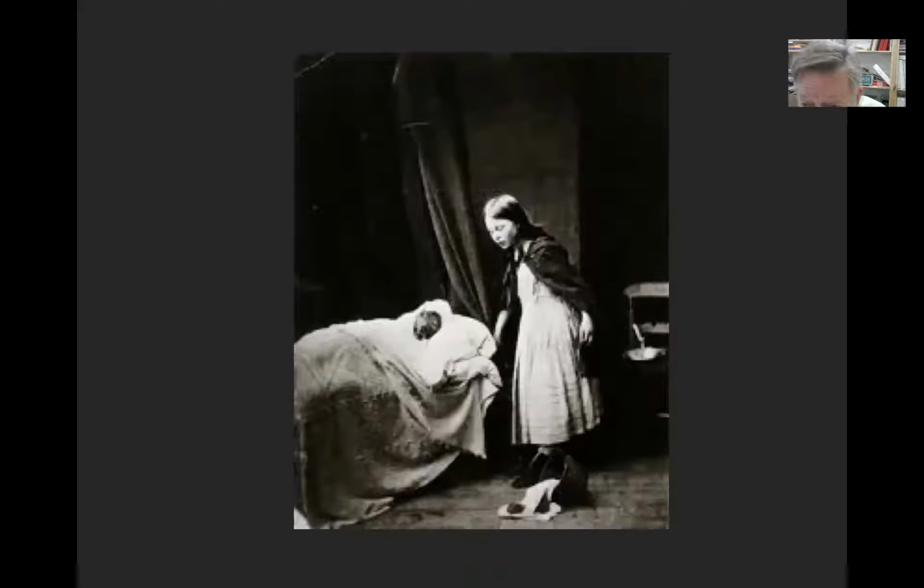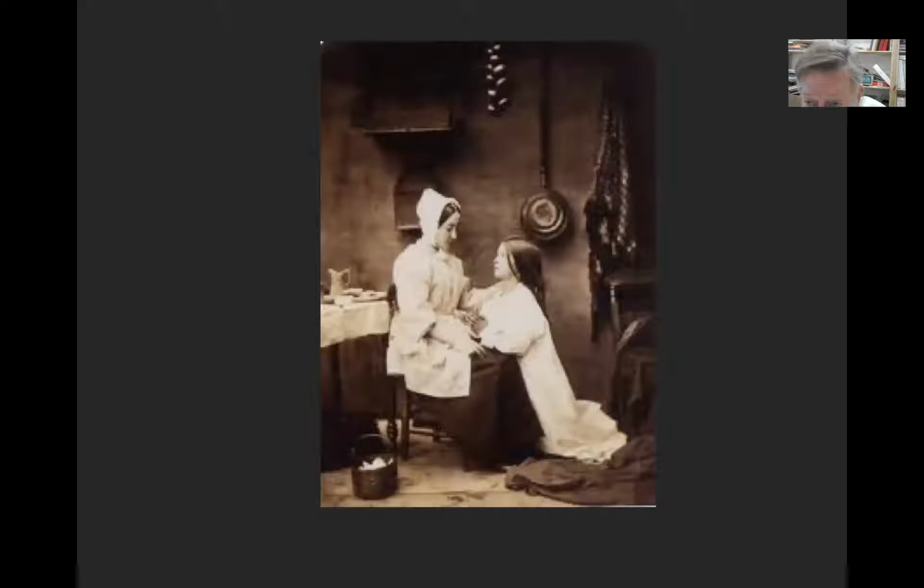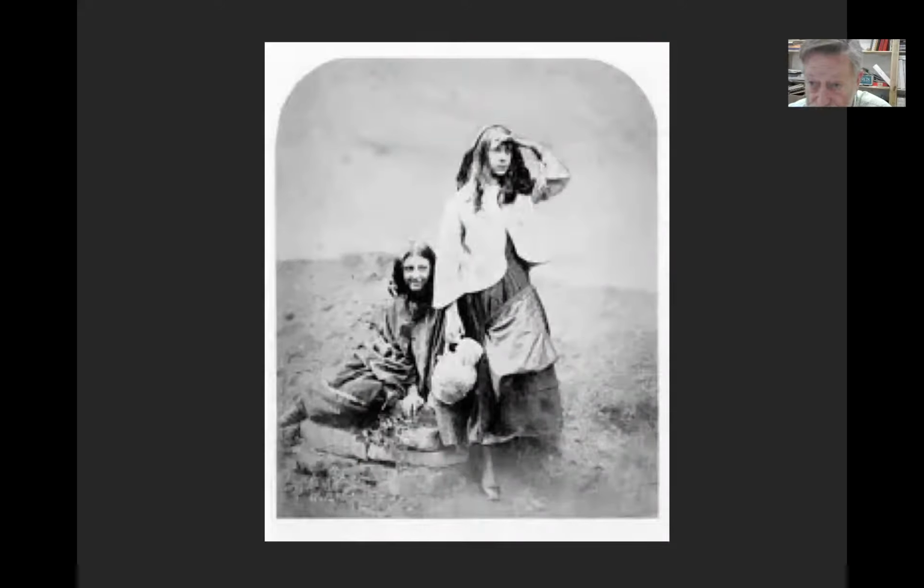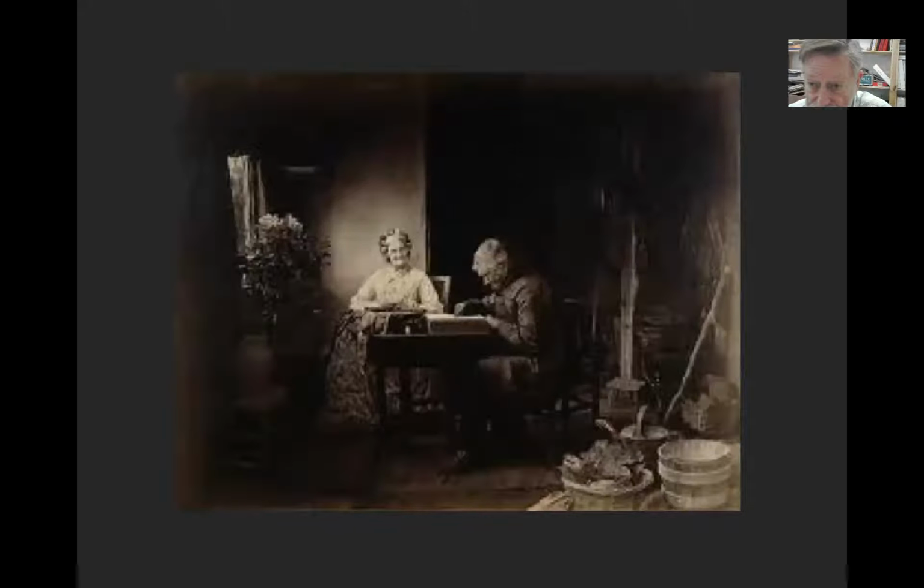This is Little Red Riding Hood, and that's a dog, is the wolf in the bed. So he would stage these scenes to tell a story. That's what narrative really is all about. Not just portraits of families and such, but staged scenes. And this is an elderly couple at dinner.